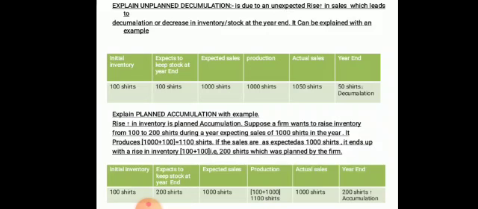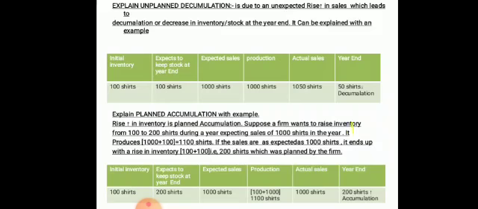Therefore it produces 1000 plus 100 shirts, that is how much? 1100 shirts. It is expecting to sell 1000, so it will produce 1000 shirts, and it wants to raise the inventory from 100 to 200 shirts, so 100 more. So total shirts produced is 1100 shirts. If the sales are as expected as per the plan of the firm, that is 1000 shirts, it ends up with a rise in inventory, 100 plus 100, 200 shirts, which was planned by the firm.